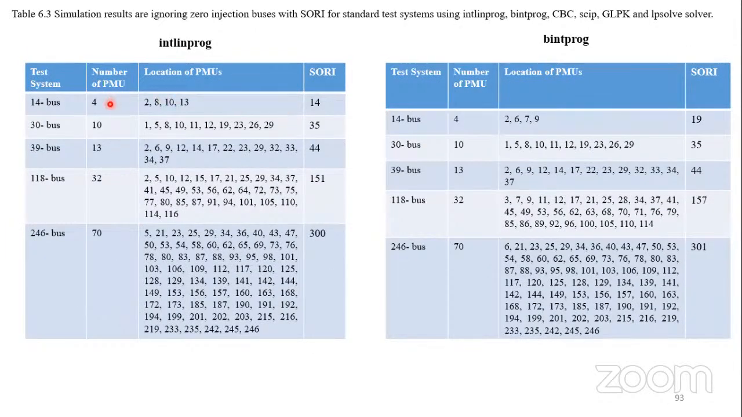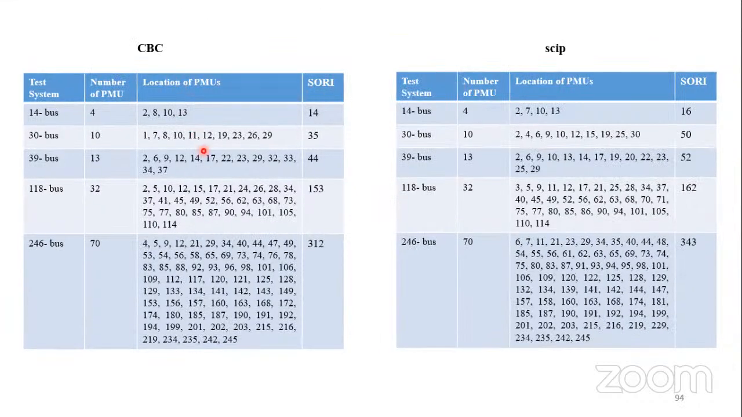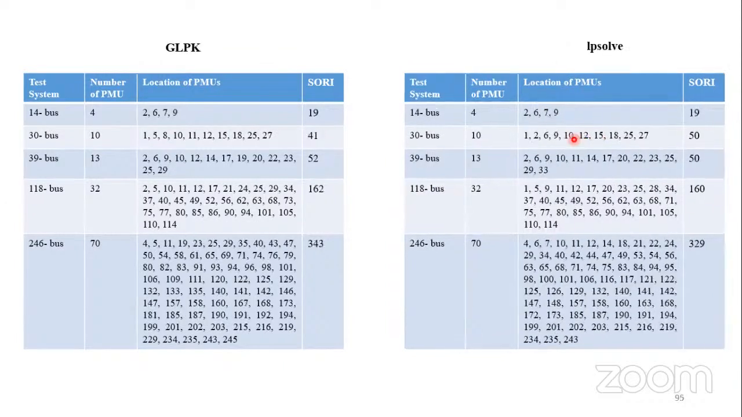As you are seeing here, for intlinprog we have observed 2, 8, 10, 13, 14, but it is not optimal, because by using binprog we are getting 2, 6, 7, 9, that is 19. So this solution here is not optimal. We have checked all the solvers: intlinprog, binprog, and also the CBC solver. With SCIP I have used 2, 7, 10, and 13, but again these are not the optimal solutions. So again, we have used GLPK. This is okay, 19 solutions. This is also coming 90 solutions, but for a higher system it is not good, because for the 30 bus system it is giving 51 SORI value, and here it is giving 50.